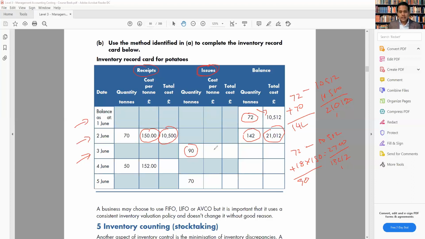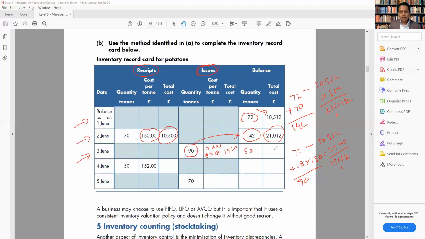So all you need to do is write the 90 unit cost here. I said 72 times whatever it is, that is 146 maybe per unit from the top one, and another 18 at 150, and that will give us the total cost 13,212. So that's it. Now we need to know, if we use 90 from 142, how many units are left? 142 minus 90 gives us the quantity left. So we have 52.